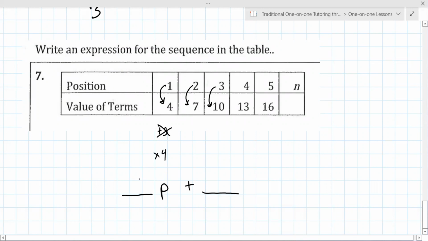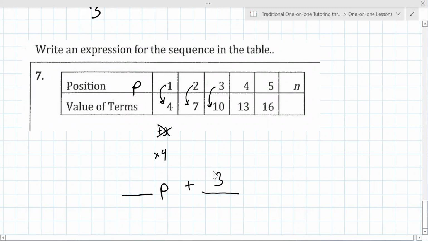Like for example, here, does this work for the first one? Is 1 times P, your P is 1, is 1 times the 1 that you're given, adding 3. That would work. But does it work for the second one? 2 plus 3 is 5. So that doesn't work.